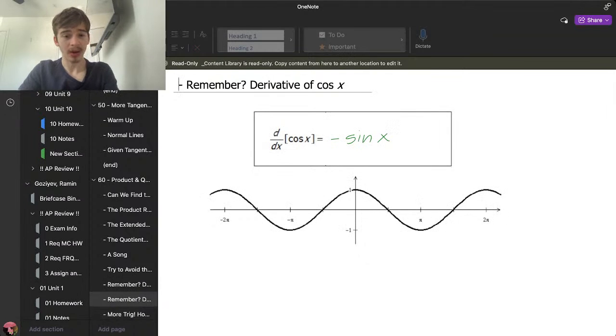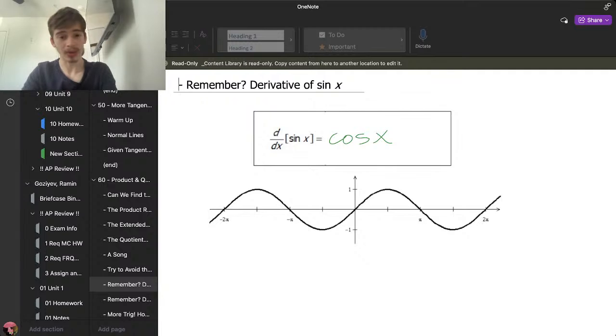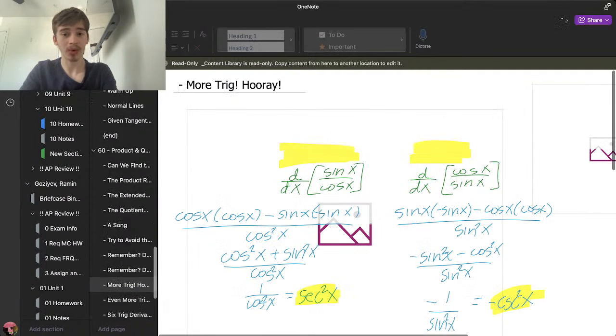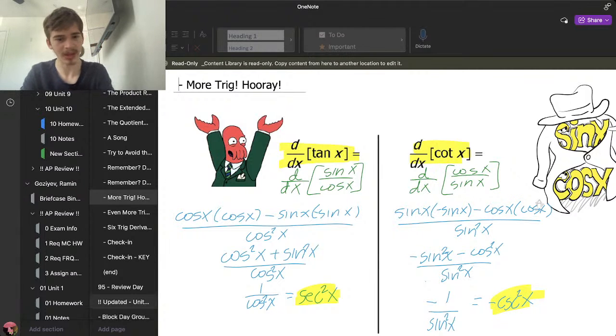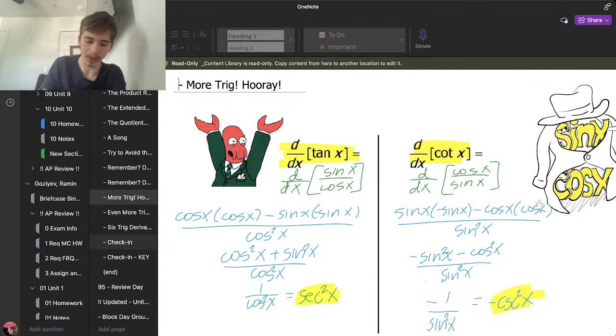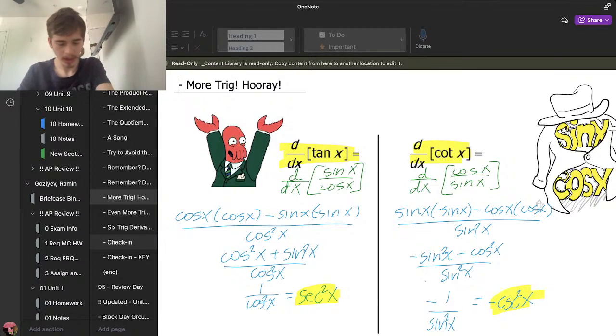Simple. What is this? Quotient rule? Yeah, you know the quotient rule. The derivative of sine is cosine, but the derivative of cosine is negative sine. More trig: the derivative of tangent is secant squared, and cotangent is negative cosecant squared. These are just some you have to memorize. You could try deriving them on the AP exam, but I wouldn't try.